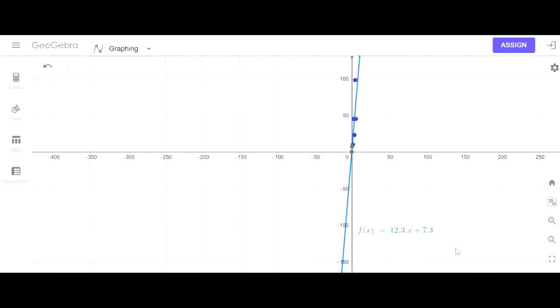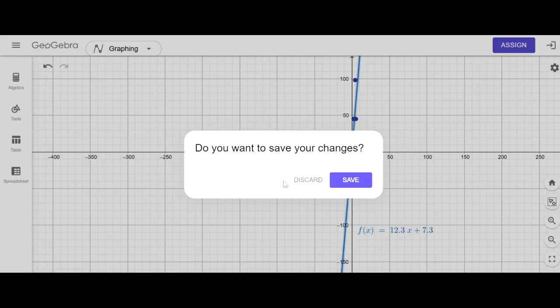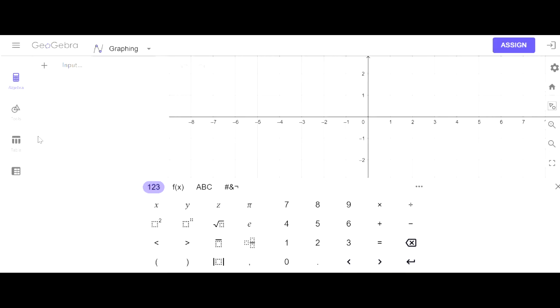Now, when you're all the way done with this and you're ready to move on to your next problem, how you get rid of all of this, they called this a hamburger icon. I've never heard of that before. But you come up to these three lines, you click it, and you're going to go clear all, and then you want to discard it because there's no reason to save this. And we're back to completely clear. That's how you use GeoGebra to do this.